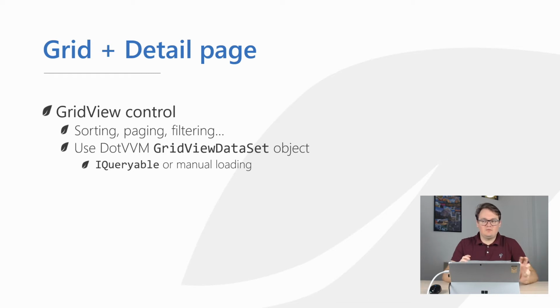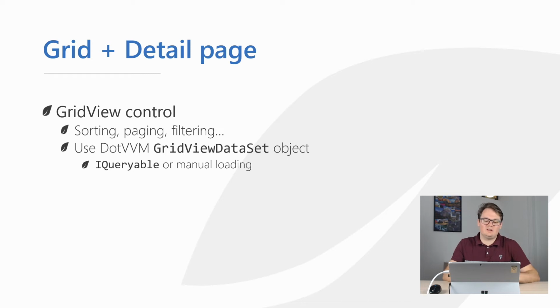That's why .vvm includes a class which is called grid view dataset, and this class is basically a collection with some metadata about sorting and paging. So it's a collection which also remembers on which page you are and by which field you are sorting, for example. There are some other features to the grid view dataset, but these two are the most frequently used.